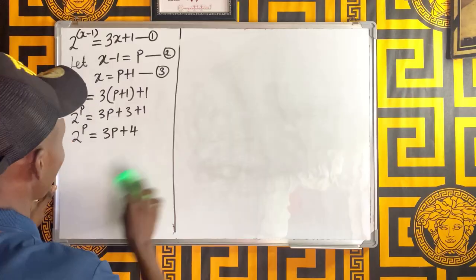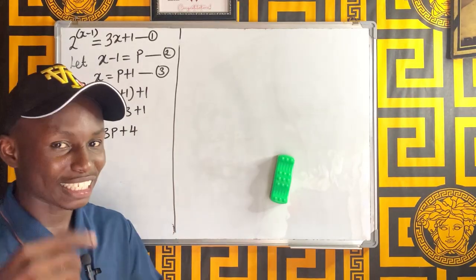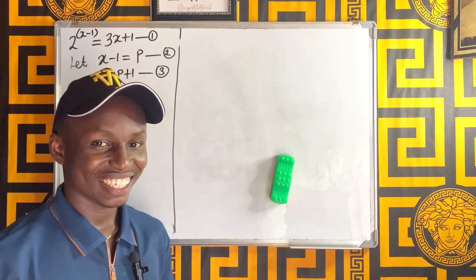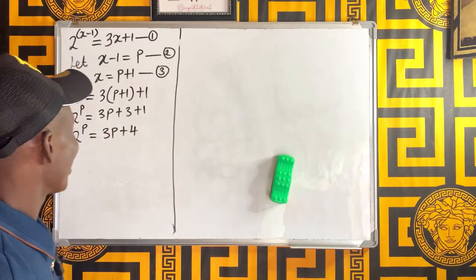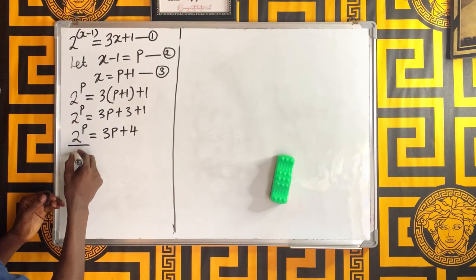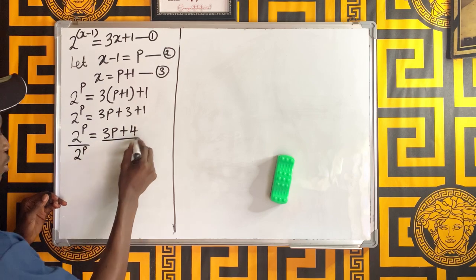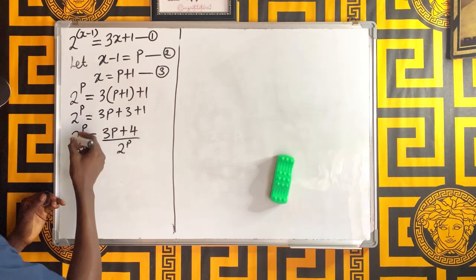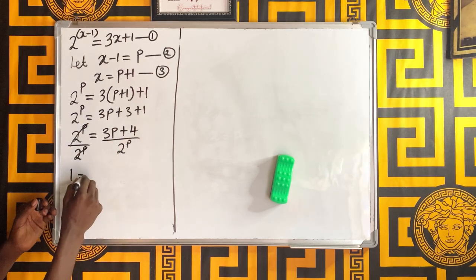But I want you to also know that the value of x is 5, but there's another solution to this question. Okay, now at this point what you're going to do is to divide both sides by 2 raised to p, and divide the other by 2 raised to what? p. So this divided by itself is just 1 equals to.